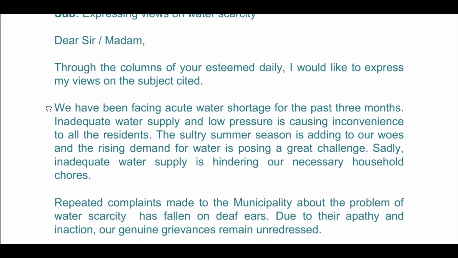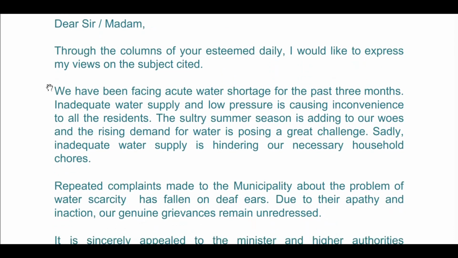Now let's move on to the description paragraph. Don't forget to leave a line here. I am reading this out for you. We have been facing acute water shortage for the past 3 months. Inadequate water supply and low pressure is causing inconvenience to all the residents. The sultry summer season is adding to our woes, and the rising demand for water is posing a great challenge. Sadly, inadequate water supply is hindering our necessary household chores.